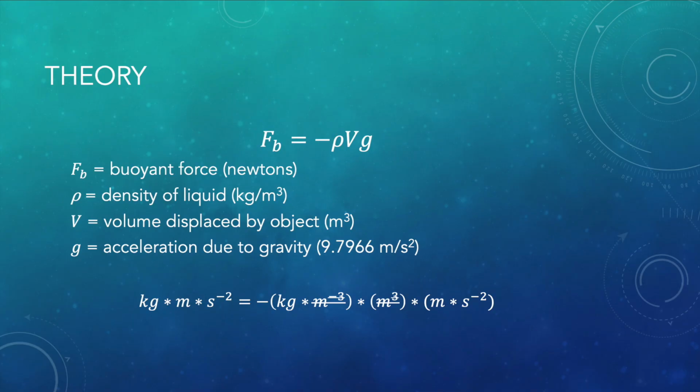The right side of the equation is negative because buoyant force is opposite the direction of g, the acceleration due to gravity. The equation on the bottom explains the units of each of our variables and how they cancel out. First, newtons are equal to kilogram times meters per second squared. On the right side, density is kilograms per meter cubed, volume is meters cubed, and acceleration of gravity is meters per second squared. The meters cubed of density cancels out with meters cubed of volume. This leaves us with units that work and that we need.